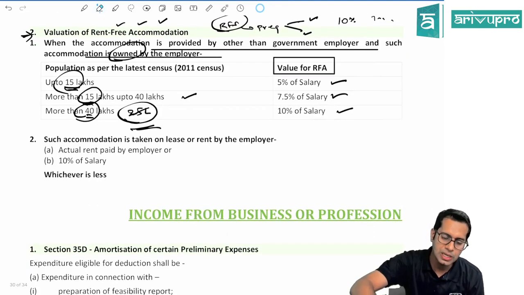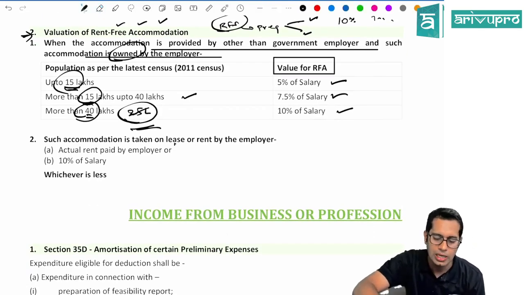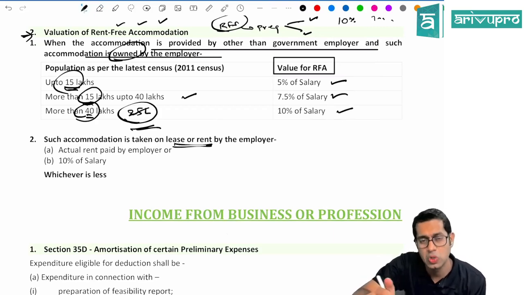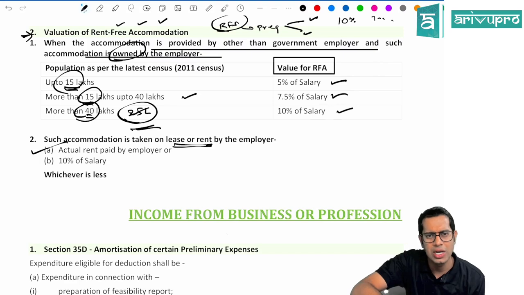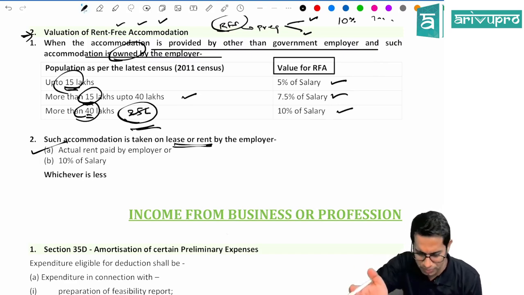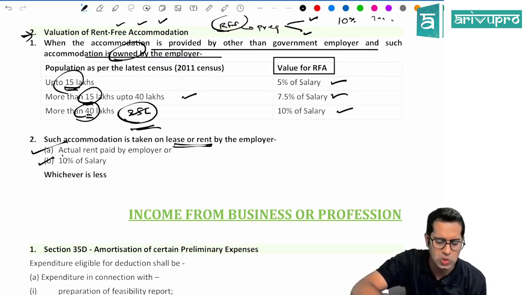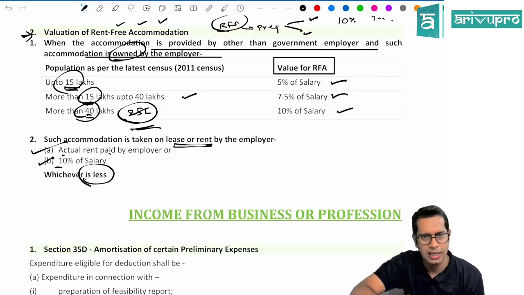Similarly, if the property is taken on lease or rent, if the person has taken that house on lease or rent, then it was actual rent or 15% of salary, which is now reduced to actual rent or 10% of salary, whichever is less, will be exempt.